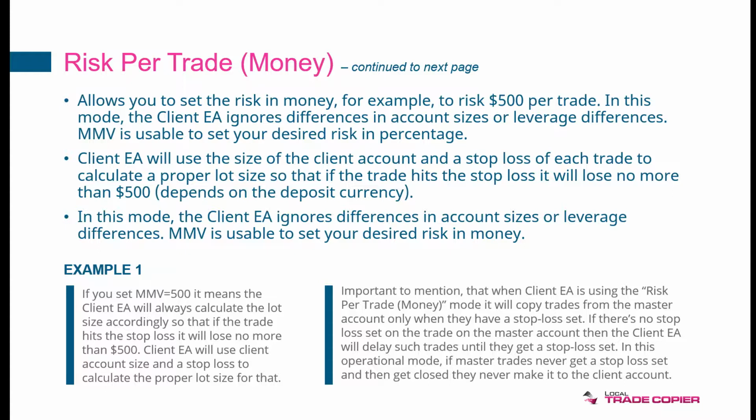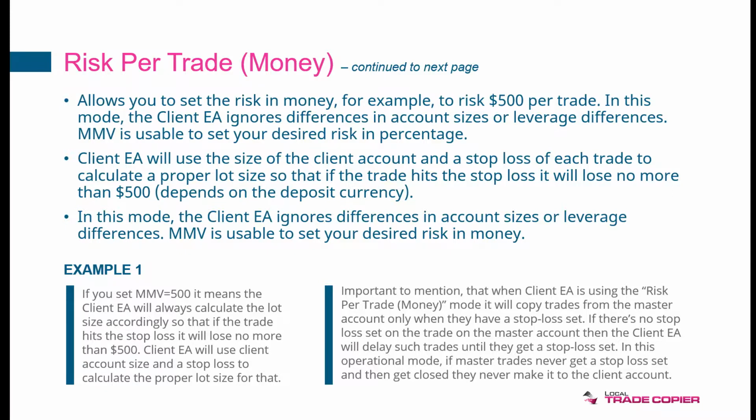So MMV, you use that for setting the desired risk in money. I see it's a typo, it says percentage, but it's desired risk in money. So in this case, you would enter 500. The client EA will use the size of the client account and the stop loss of each trade to calculate a proper lot size, so that if the trade hits the stop loss, it will lose no more than $500. Depends on the deposit currency, of course.